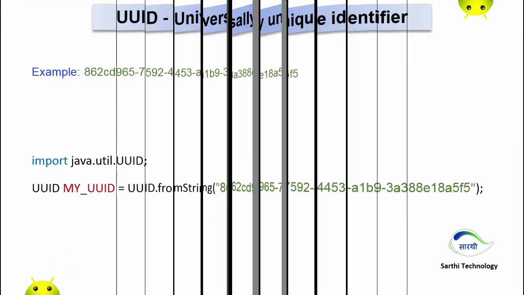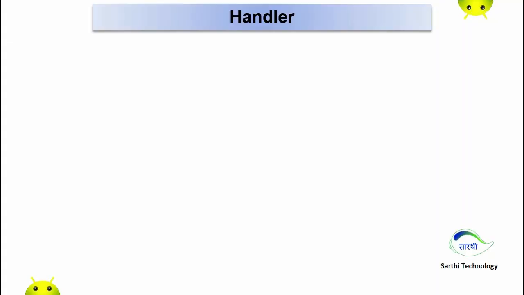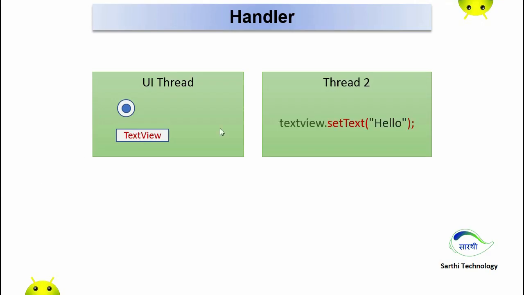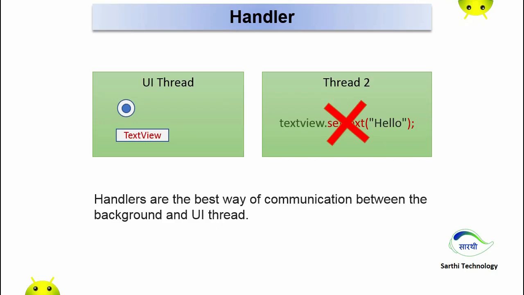The next thing is handler. To understand handler, let's assume that we have a main thread, that is our UI thread, and in this thread we have some UI widgets, for example this radio button and this text view. And we have also another thread, for example thread 2, and if we want to access these components from thread 2, for example textView.setText equal to hello, then we will get an exception because we cannot access these components outside this thread. So for that we use handler.